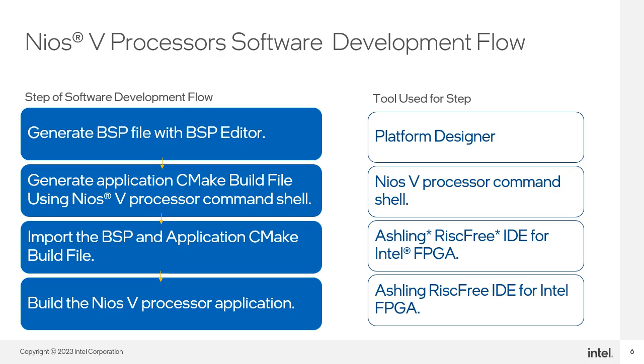To use the Nios V processor tools, you need a QSYS file for your system. The development flow includes the following steps to create a Nios V processor software. Generate a board support package, BSP, for your system. Generate and build your application software. Iterate through one or both steps until your design is complete.